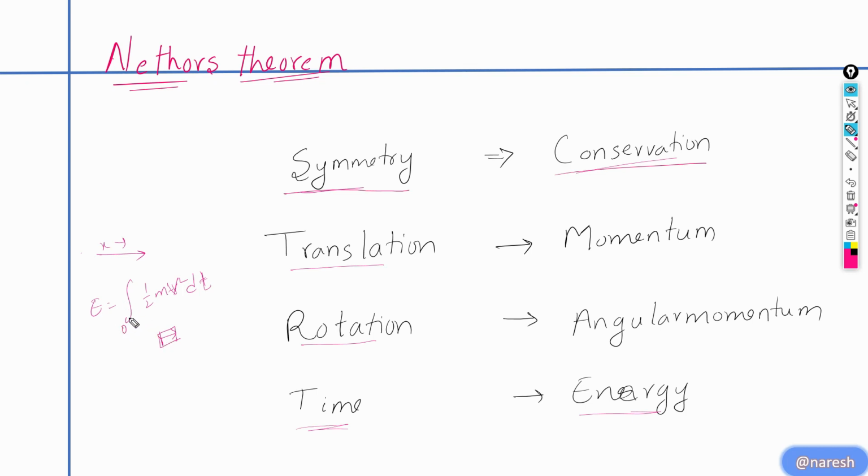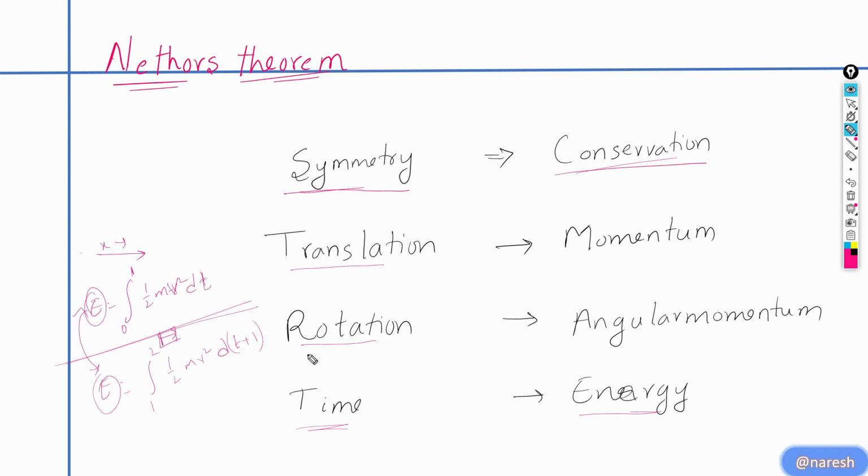Let's suppose you have 0 to 1 for dt. If you change the limits to 1 to 2, then after mv square, you need to convert to dt plus 1. The energy of this one and the energy of these two are the same. Still these are symmetry, these are symmetry.